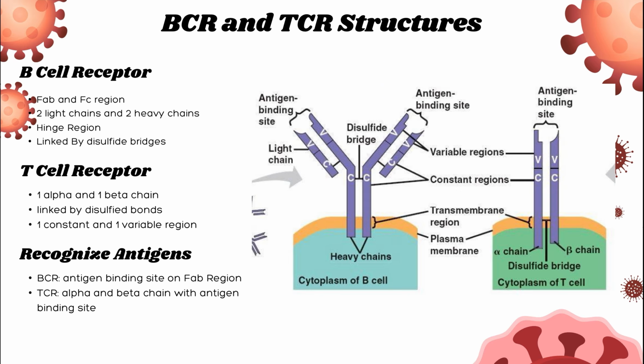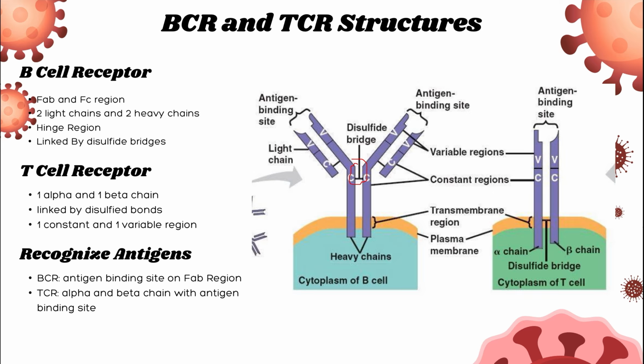Okay, so BCR and TCR structures. These two are a little bit different. For the B cell receptor, you have the Fab and Fc region. You have 2 light chains and 2 heavy chains. You also have the hinge region, which is right about here, and all these are linked by disulfide bridges. For the T cell receptor, you have 1 alpha and 1 beta chain, so only two chains, each with a constant and a variable region, and they're also linked by disulfide bonds.